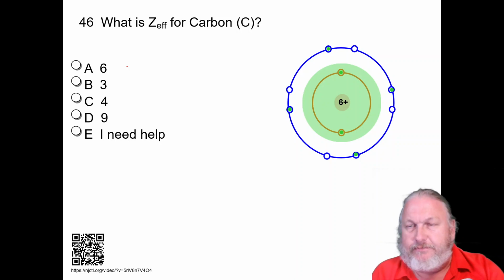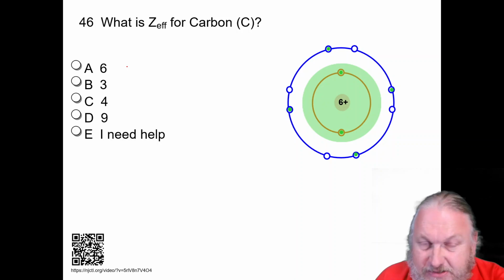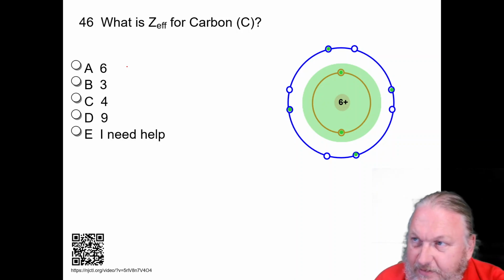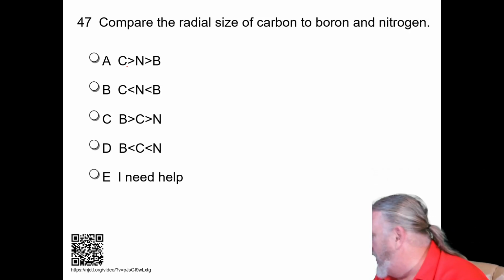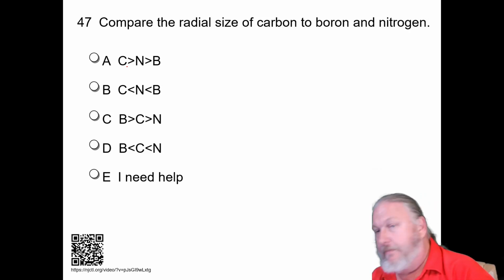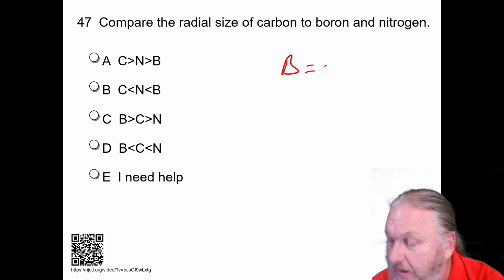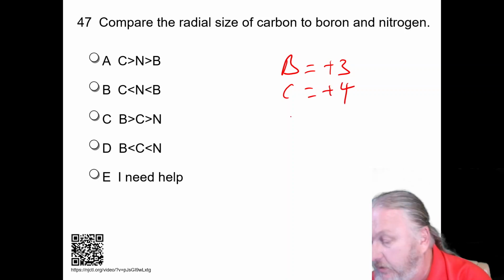Let's look at carbon. Carbon, there's 4 valence electrons. So pretty much that's going to tell me I got a +4 Zeff for that. So that's going to be C. Now, let's compare carbon, boron, and nitrogen. Boron is going to have a Zeff of +3. Carbon is going to have +4. Nitrogen is going to have +5.